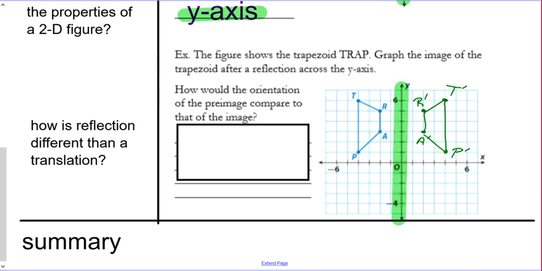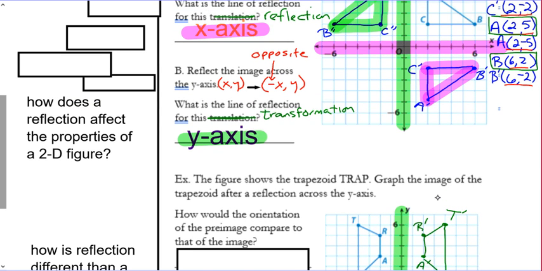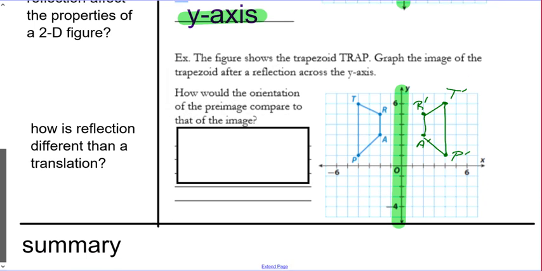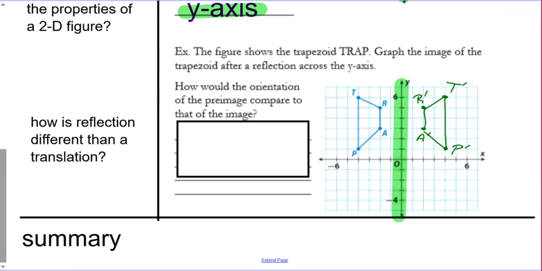According to our notes, whenever we are crossing the y-axis, what did we say? Our x is going to become the opposite, the y will stay the same. So let's see if that held true. When I come here and I look at point T, the original point T was located at negative 4, positive 6. The reflection is positive 4, positive 6. So the x did become the opposite, the y stayed the same. See how that happened?